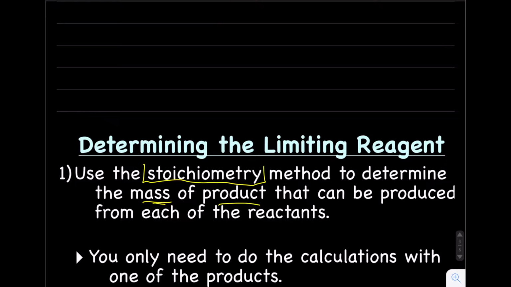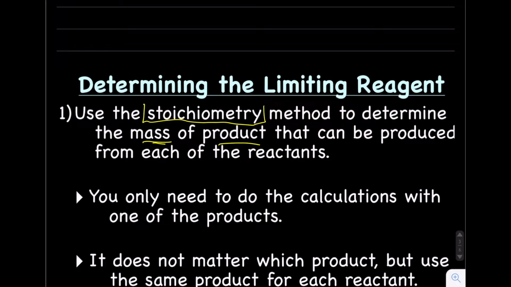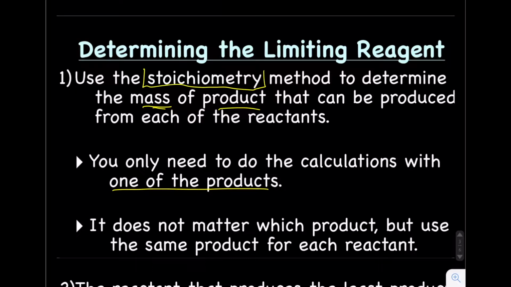Okay, now using my peanut butter and jelly example, it's pretty easy just to think about in your mind, but when we're talking about chemicals in a chemical reaction, you actually need to do the calculations. If you have more than one product, you only need to do the calculations for one of the products. It doesn't matter which product you use, but use the same product for each reactant. If the question asks you how much of a specific product was created, of course, pick that product.